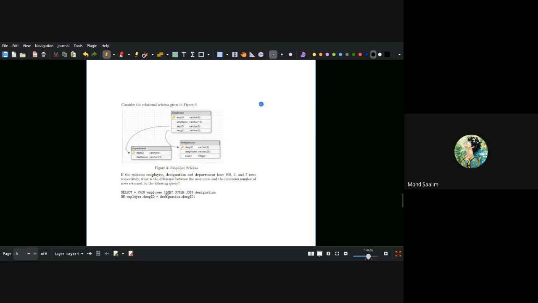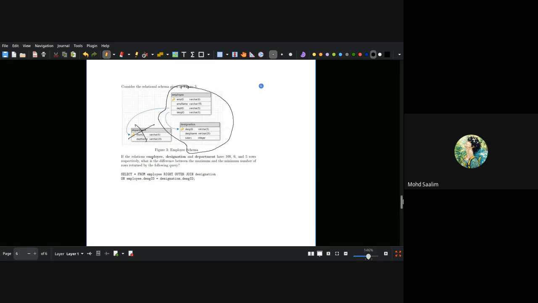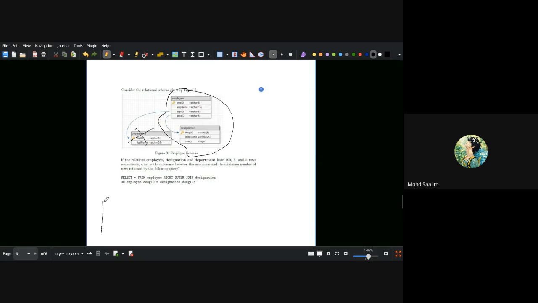And the query is doing what? It is creating a right outer join between employee and designation. So on the right hand side, we have designation, and on the left hand side, we have employee. And we are creating the right outer join based on the condition on designation ID. So just forget the department for now. We are focusing only on this. Let me draw the scenario.